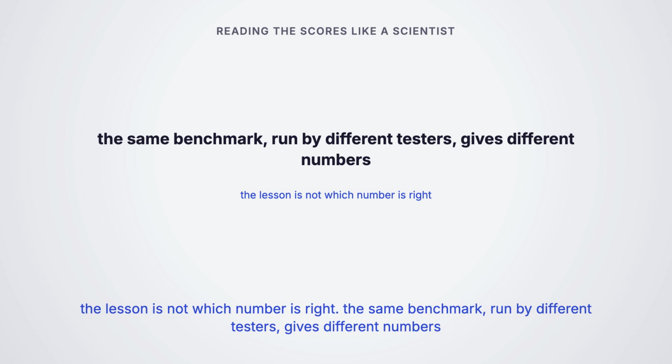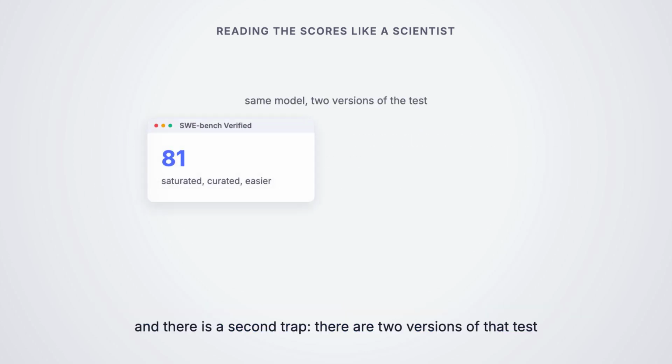The lesson is not which number is right. It is that the same benchmark, run by different testers, gives different numbers. There is a second trap. There are 2 versions of that test.